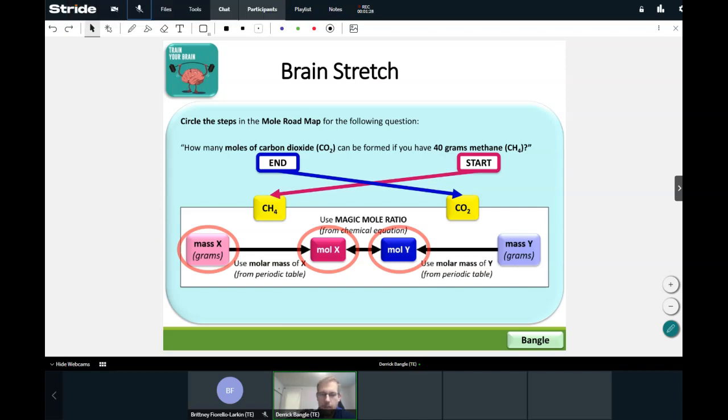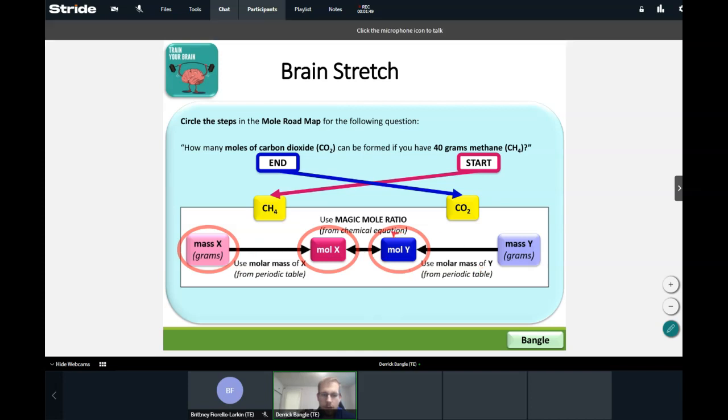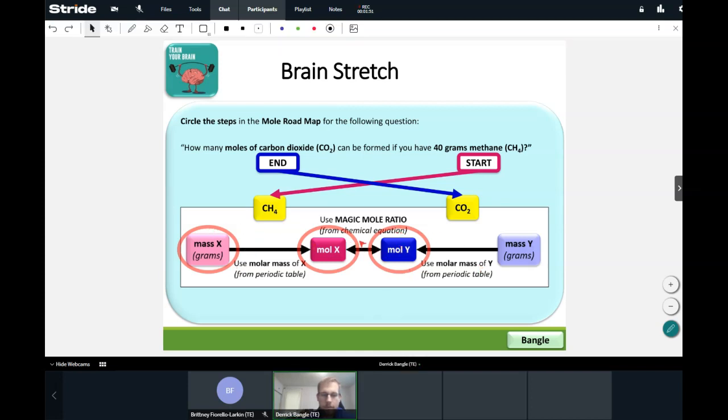Briefly, this is kind of like a roadmap for how we can convert between anything that we'll find in a given stoichiometry problem. If you're given grams of methane, we can start with a mass. We can actually do this on either end, but usually X is what you start with. So mass of X, and we need to find moles of Y. But before we can talk about CO2, we have to convert between the two moles using a magic mole ratio for that middle step.